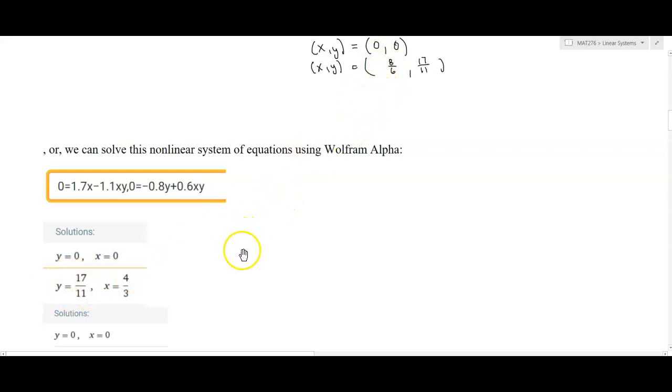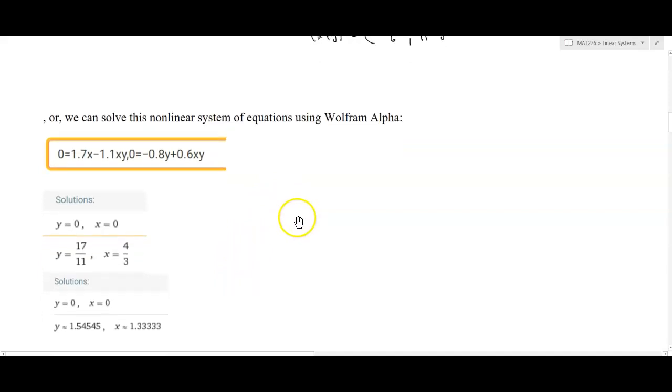Therefore, we found the exact same solutions. There's also an option to press approximate form if you want to see what these come out to as decimal approximations.